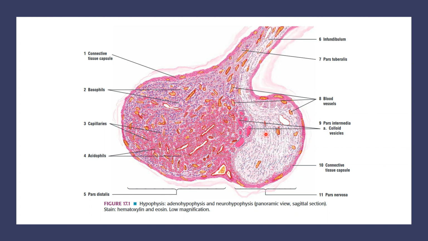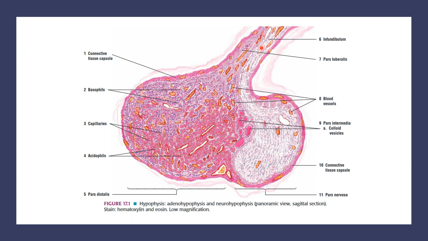Already in gross anatomy we have studied it. Basically we have adenohypophysis and neurohypophysis. Adenohypophysis has pars distalis, pars intermedia and pars tuberalis. Neurohypophysis is composed of pars nervosa, infundibulum and median eminence. These are the basic components of the pituitary gland, which we already studied.